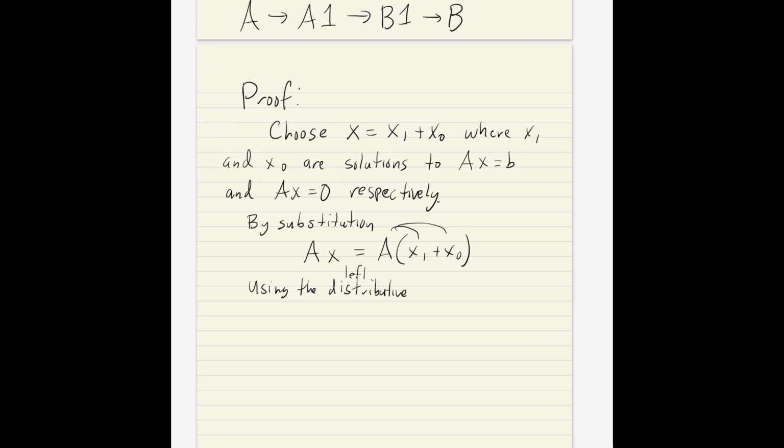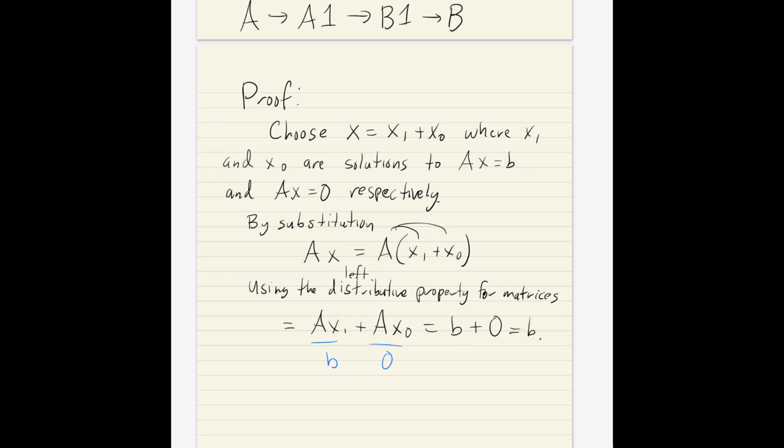Using the left distributive property for matrices, which we proved in the previous video, we get that that's equal to Ax1 plus Ax naught. And then what do we know about Ax1? Ax1 is really the same thing as b, and Ax naught is really the same thing as 0. So we're just going to plug in what they're equal to. That's equal to b plus 0, and b plus 0 is really just b.